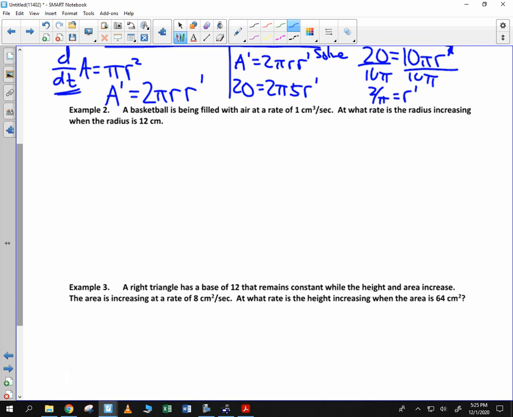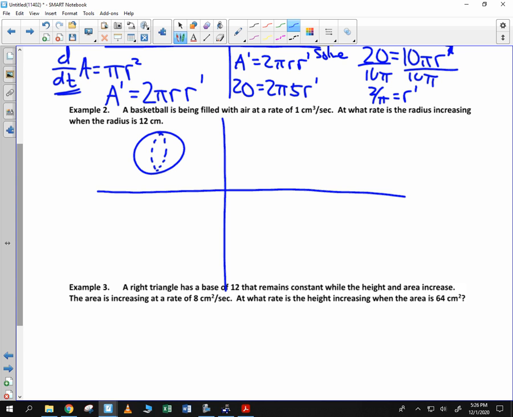Okay, a basketball is being filled with air at a rate of 1 cubic centimeter per second. So this time we have a three-dimensional shape. I'm going to do a really bad job here of trying to draw a sphere. And it's increasing. At what rate is the radius increasing when the radius is 12? So our formula is volume of a sphere is 4/3 pi r cubed. I'm going to write down a few of the knowns and also what we're trying to find. We know V prime is 1. We know the current radius is 12. We're trying to find r prime.